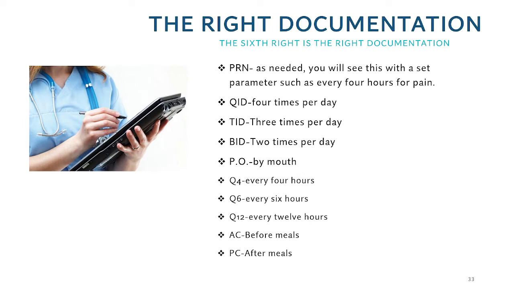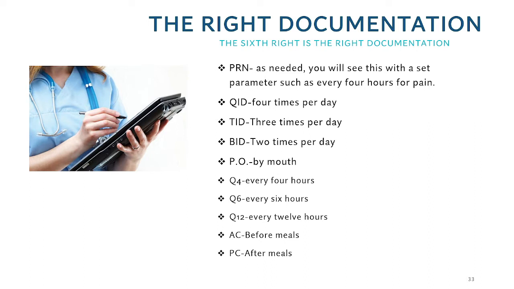QID, sometimes a doctor might write Tylenol, PO, PRN, QID. You're going, whoa, wait a minute. So Tylenol, as needed, by mouth, 4 times a day. So QID, 4 times a day. TID is 3 times per day. BID is 2 times per day. PO, by mouth.